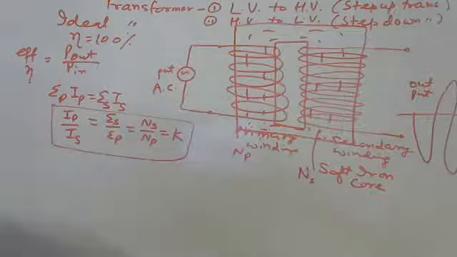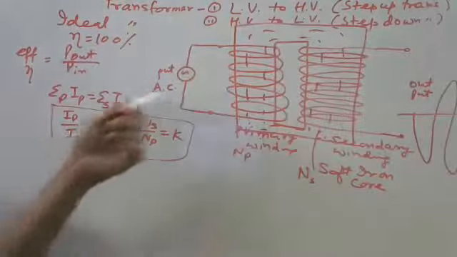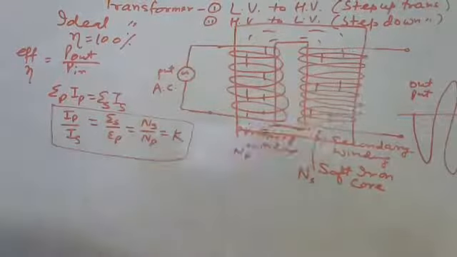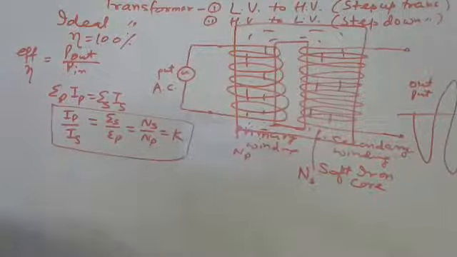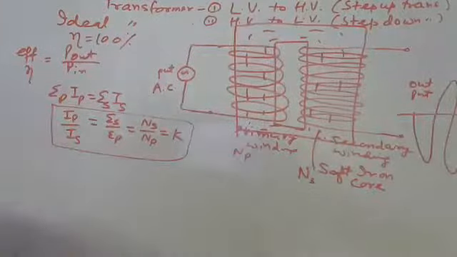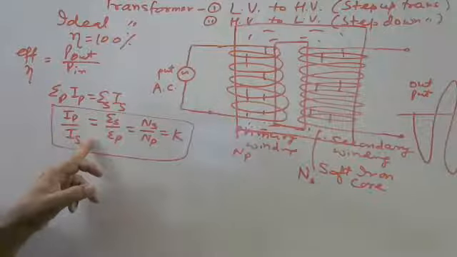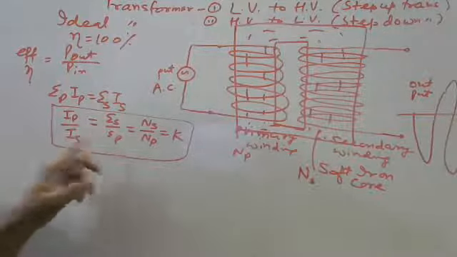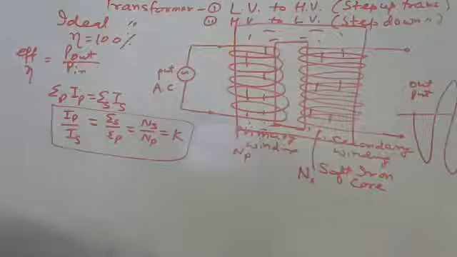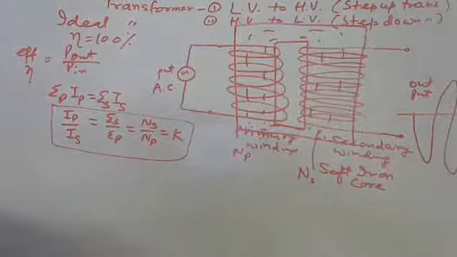In the primary winding, suppose we are taking the step-up transformer where voltage is less, current will be high, because the product is the same. In secondary, voltage is quite high, current is less. So this is the ratio which is valid. IP upon IS: the ratio of the current is the reverse of the ratio of the voltage, and is the reverse of the ratio of the number of turns in secondary to primary, the turns ratio K. So this is the ideal case.